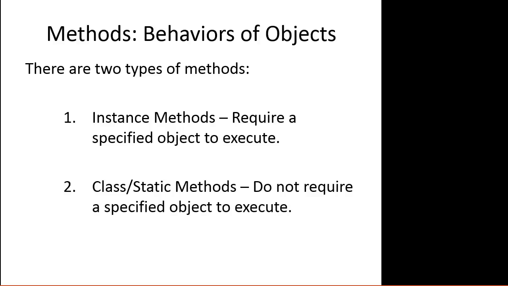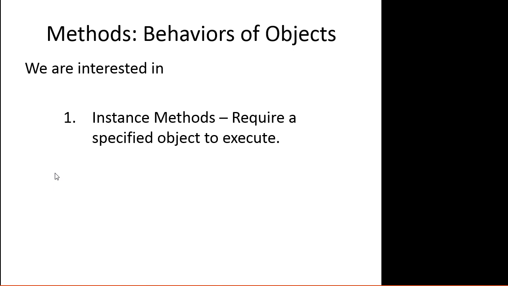Hello. In this video, we're going to continue our introduction to classes and objects, and we're going to look specifically at methods, or behaviors of objects. There are two types of methods to consider: instance methods that require a specified object to execute, and class or static methods that do not require a specified object to execute. We're interested in instance methods in this case. We'll look at the other type in a later presentation.